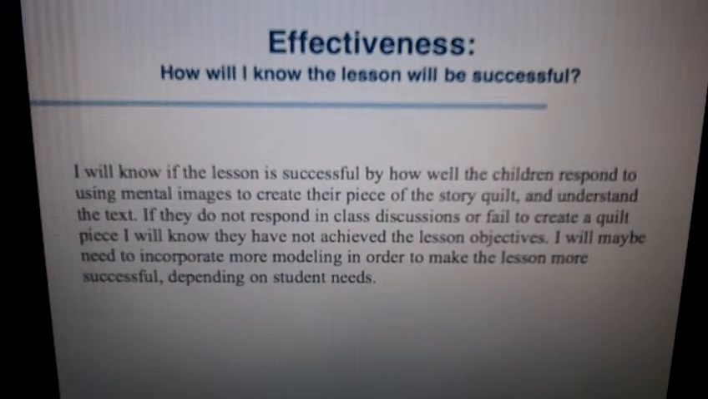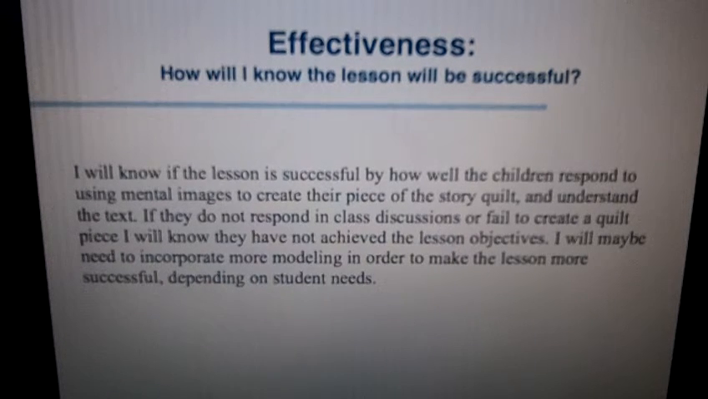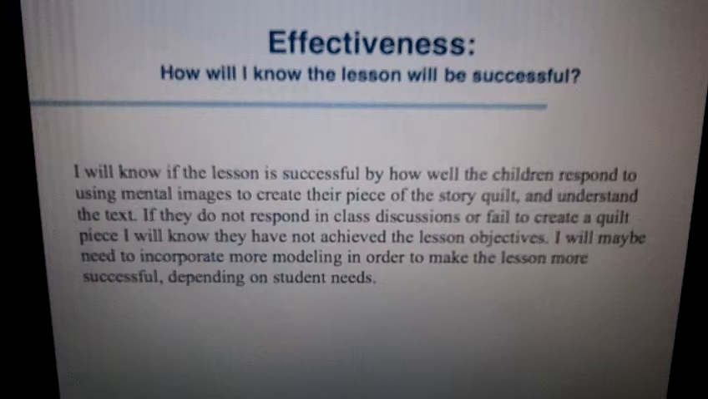How will I know the lesson is successful? I will know if the lesson is successful by how well the children respond to using mental images to create their piece of a story quilt and understand the text. If they do not respond in class discussions or they fail to create a quilt piece, I will know that they have not achieved the objectives and the lesson was not successful. I will maybe need to incorporate more modeling in order to make the lesson more successful depending on student needs.